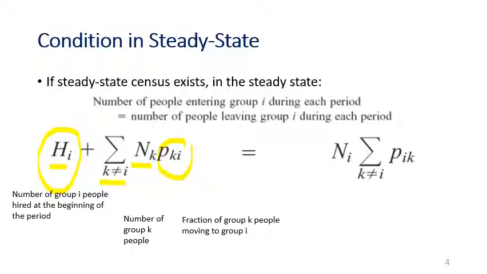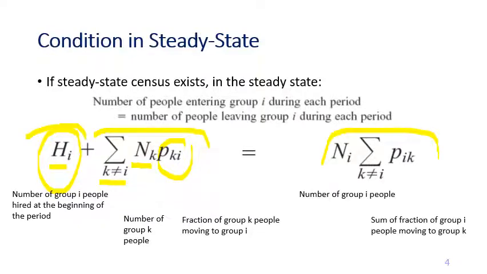Both the people that we hire and those who move from the other groups must equal the people who leave group I. So people who leave group I equal the portion of group I people who move to group K, and then we take the sum for all possible K. So Ni is the number of members in group I, and Pik is the portion of people of group I that moves to group K.